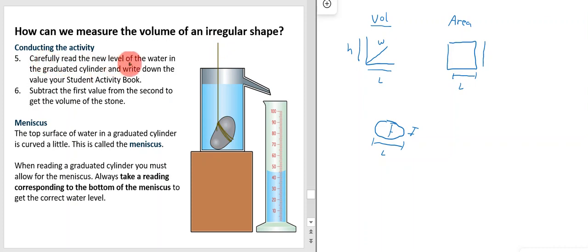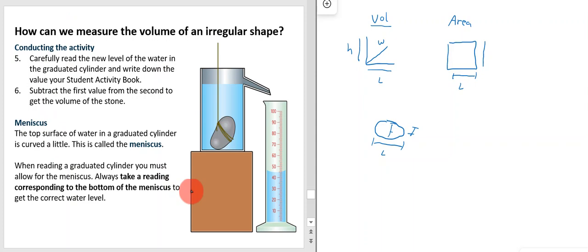So carefully read the new level of the water in the graduated cylinder and write down the value in your student activity book. You can write it down in your copy, for example. Subtract the first value from the second value and you'll get the volume. So for example, when you set it up initially, you had an amount of water that's spilt out. So it might have been, let's say, 10 mils. And then when you submerge the stone into the water, it might go up to, in this case, 45 mils. So you just subtract the 10 from the 45, and that gives you the reading of the volume of water that has been displaced by the stone. And the volume of water that the stone displaced is the volume that the stone itself takes up.